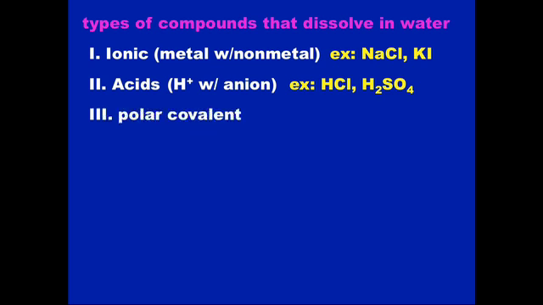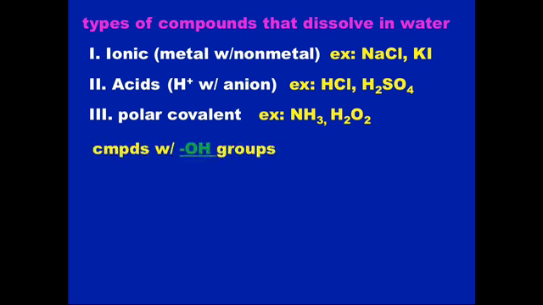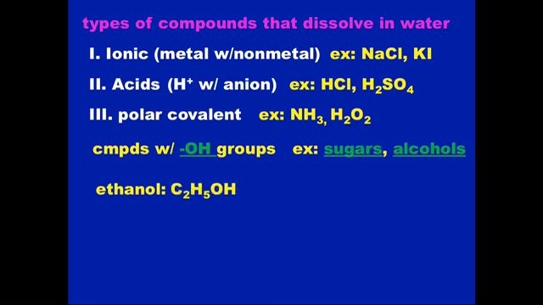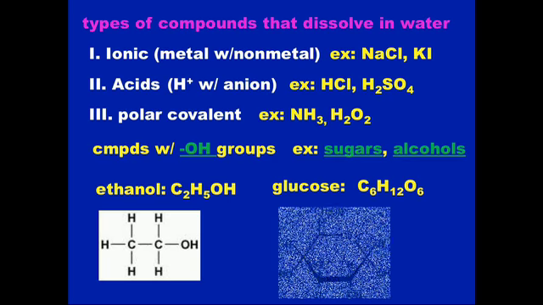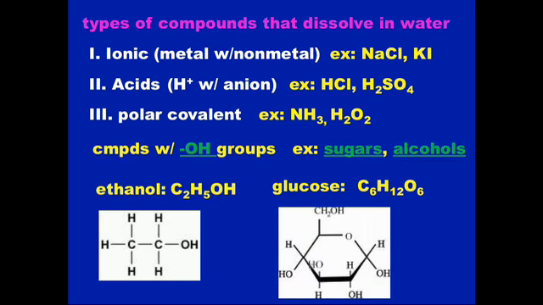If they're polar, we said like dissolves like, so polar dissolves polar. That's also going to be true. Some examples of that are hydrogen peroxide and ammonia. And any compounds with OH groups at the end, like sugars and alcohols, are also going to dissolve in water. For instance, ethanol is C2H5OH, so we see that OH group that will dissolve. And glucose, C6H12O6, is a sugar, and that will dissolve as well.